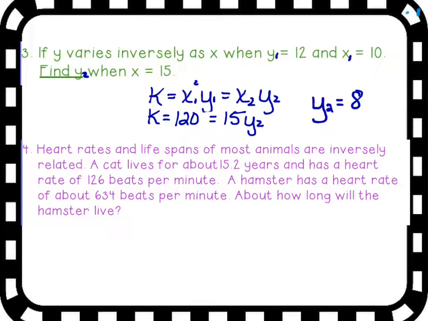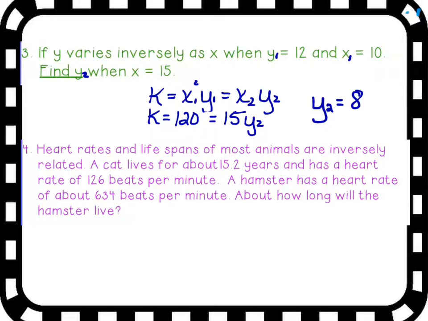All right, here's an interesting piece of information, heart rates and lifespans. Believe it or not, animals' hearts beat at different rates of speed, and as a result, it determines the span of their life. For example, a cat lives for about 15 years and has a heart rate of 126 beats per minute, whereas a little hamster has a heart rate of 634 beats per minute. So this guy's little heart is beating a lot faster, so its lifespan is not going to be quite as long.